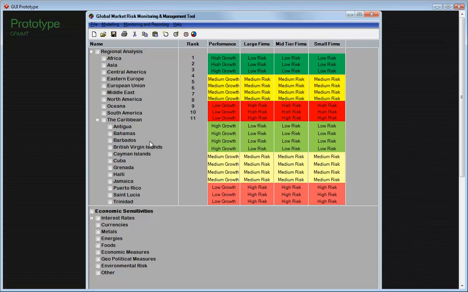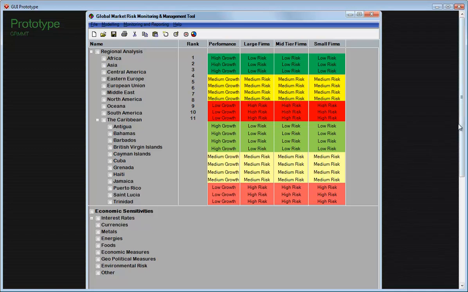within a region, and once again you'll see it subsets those countries within that region into the primary three measures, whether that be high growth, medium growth or low growth, and from a risk point of view, high risk, medium risk and low risk.